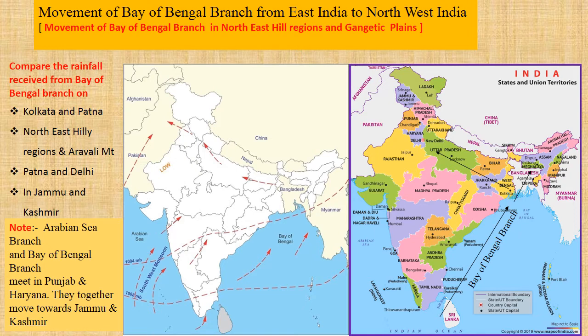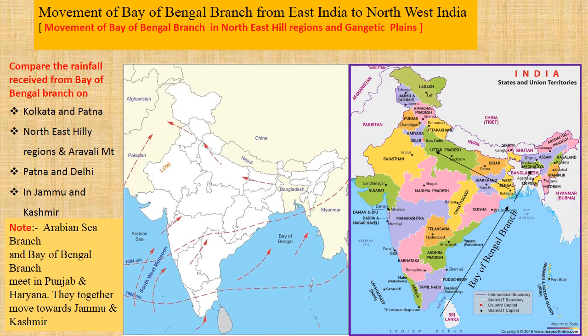Okay. Now let's compare the rainfall of Jammu and Kashmir. Jammu and Kashmir is to the northern part of our country. By the time these two branches, Arabian Sea branch and Bay of Bengal branch reaches Kashmir, it loses moisture. So Jammu and Kashmir will receive very less rainfall from southwest monsoon winds. The Arabian Sea branch and the Bay of Bengal branch meet in Punjab and Haryana and then they proceed ahead to Jammu and Kashmir. So this was all about the Bay of Bengal branch.